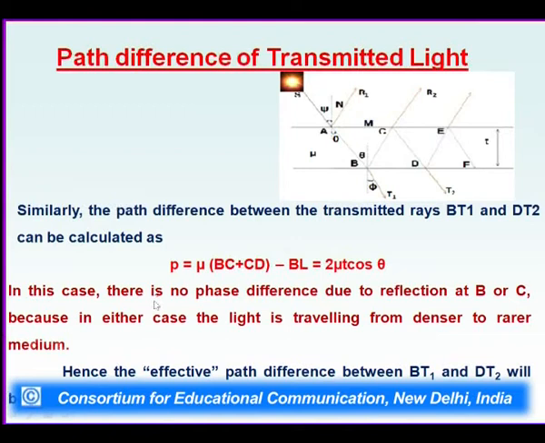The path difference of the transmitted light will be calculated as delta, which is equal to 2 mu t cos theta. In this case, there is no phase difference due to reflection at B or C. Here at B and C there is no phase difference, because in either case light is travelling from the denser to the rarer medium. Hence, the effective path difference between BT1 and DT2 will be 2 mu t cos theta, and this medium is air.